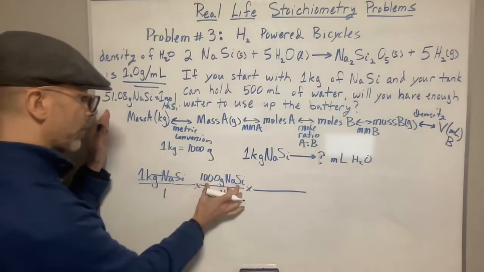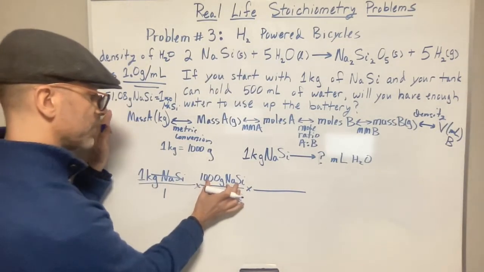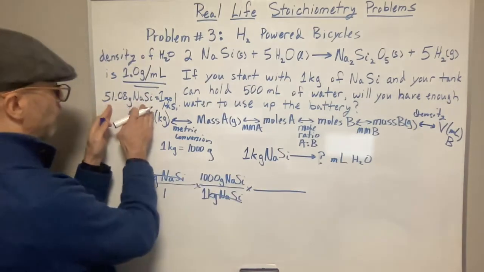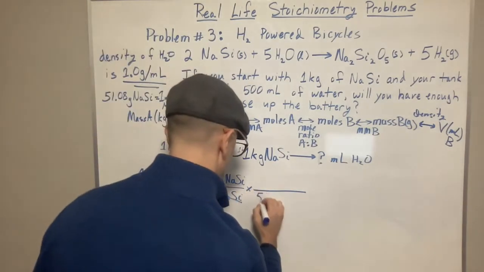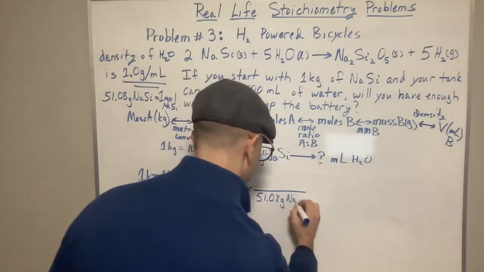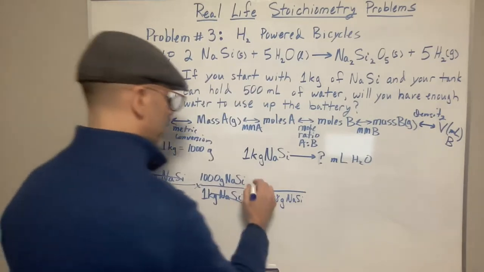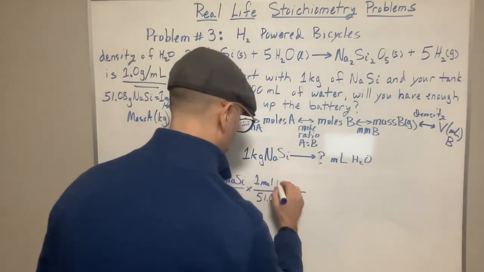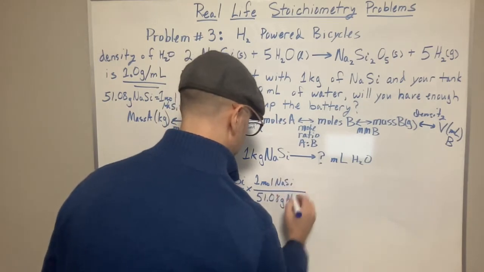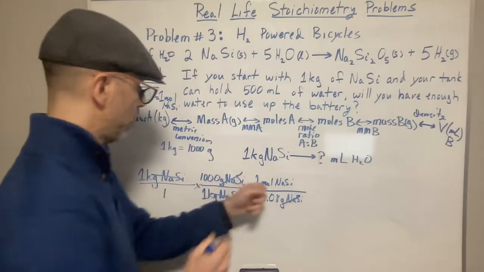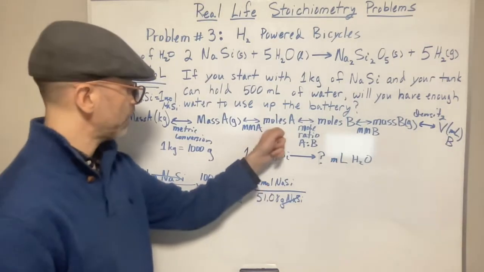Since I have grams of NaSi on the top here, I'm going to need grams of NaSi on the bottom. So 51.08 grams of NaSi goes on the bottom, and then 1 mole of NaSi goes on top. So grams of NaSi cancel out. Now I have moles.